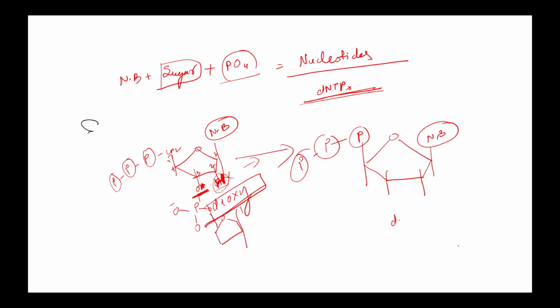So they use a dideoxy. So here also the hydroxy group is not there at the second as well as the third position of the sugar. At both places the hydroxy group is not present, only H is present. So this is called dideoxynucleotide triphosphate. If this hydroxy group is absent, the DNA polymerization will not take place.